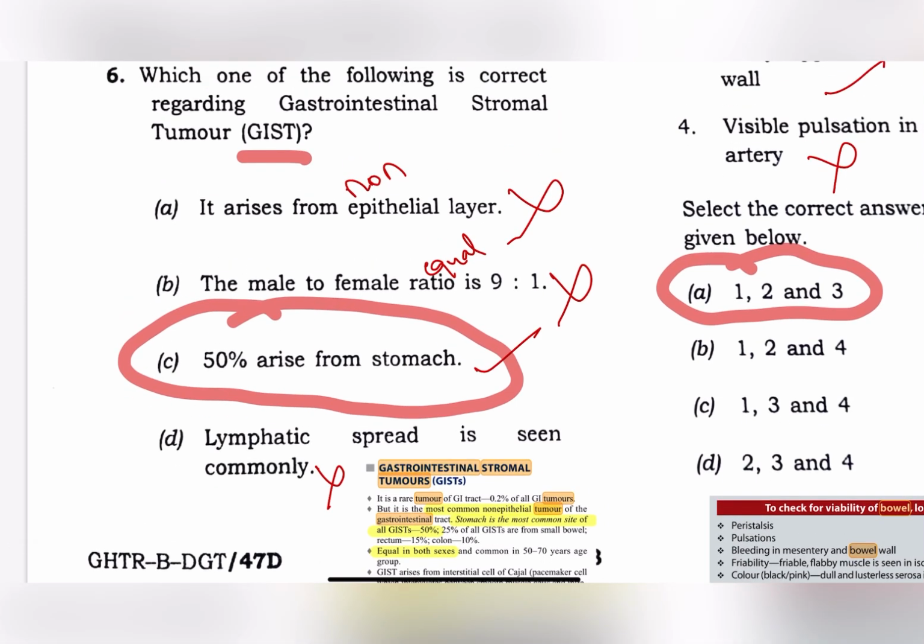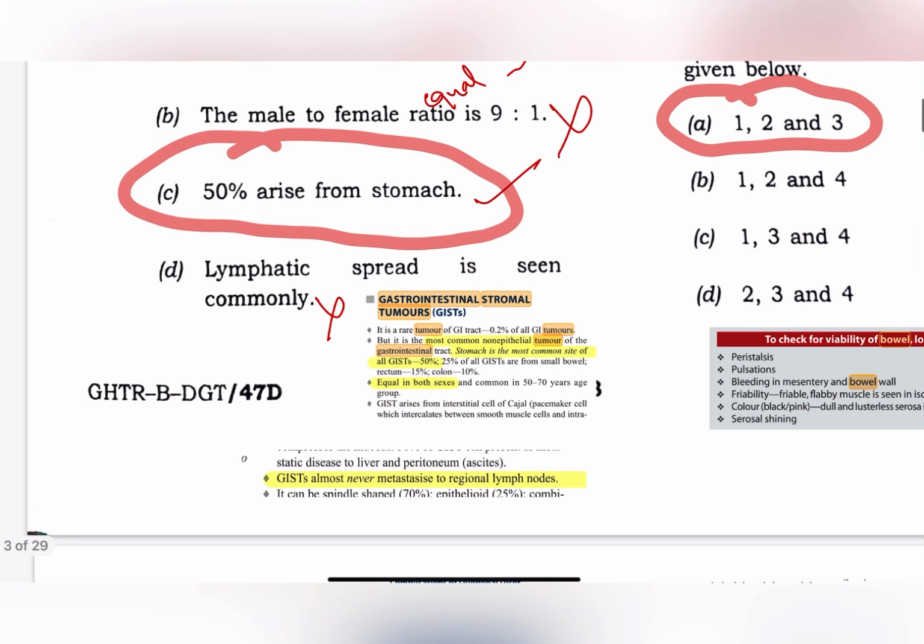It arises from epithelial layer, then it's wrong. It arises from non-epithelial layer. The male to female ratio is this? No, it is equal. 50% arise from stomach, that lymphatic spread is seen commonly, then it's wrong. It is actually what spread? It never metastasizes.